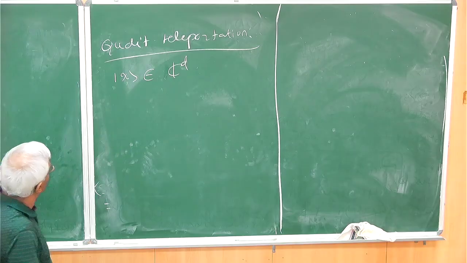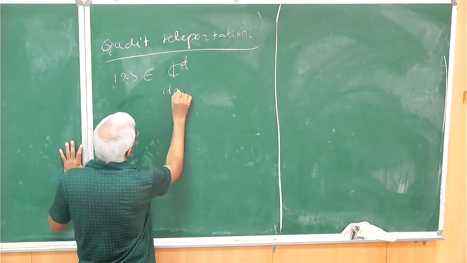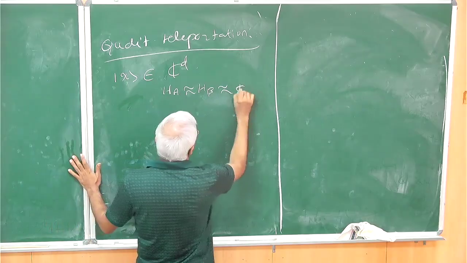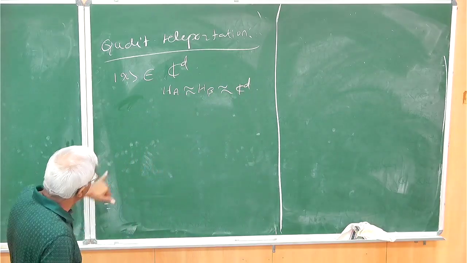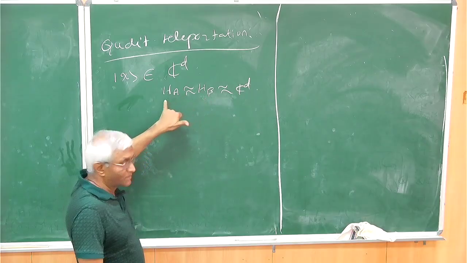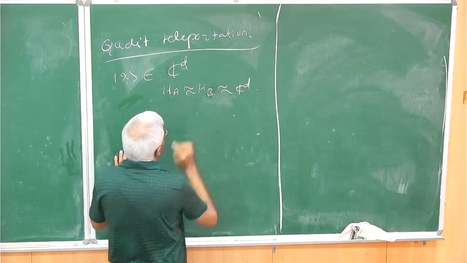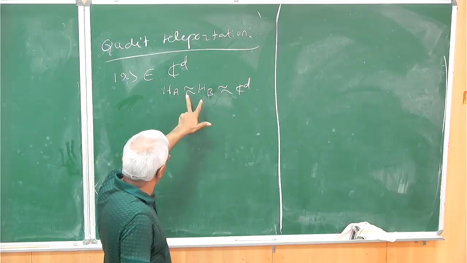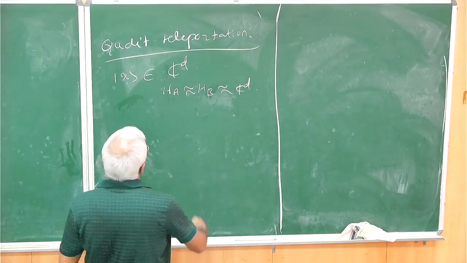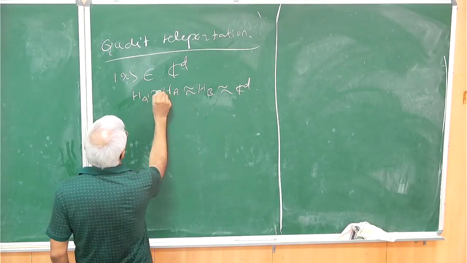Alice and Bob share H_A isomorphic to H_B, isomorphic to C^d. Alice uses this Hilbert space as her system, Bob uses this as his system, and they share an entangled pair between them, prepared long ago. Then she wants to send another one, which is H_A', also isomorphic to this.